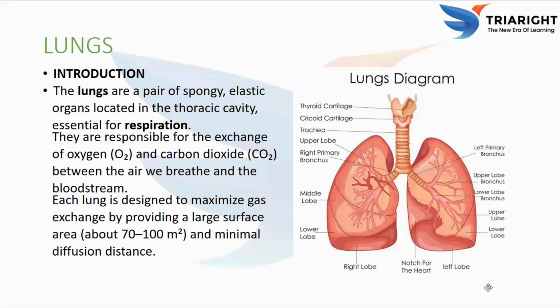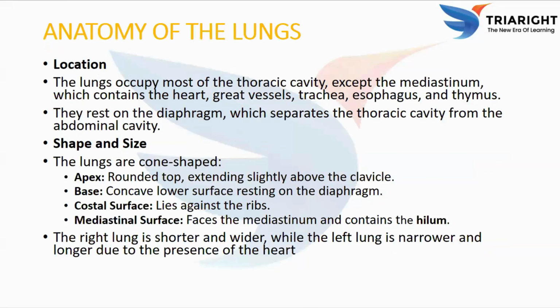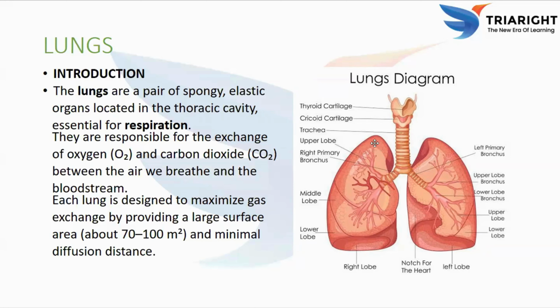When you breathe in, the diaphragm moves down and the lungs expand above it. The costal surface is the outer surface of the lung that lies against the ribs. This is the part that touches your rib cage. The mediastinal surface is the inner surface of each lung. It faces the mediastinum, the central part of the chest. This contains the hilum. You can see over here the blood vessel-like structures. These are the hilum, which is the entry and exit point of the bronchi, blood vessels, lymphatics, and nerves.